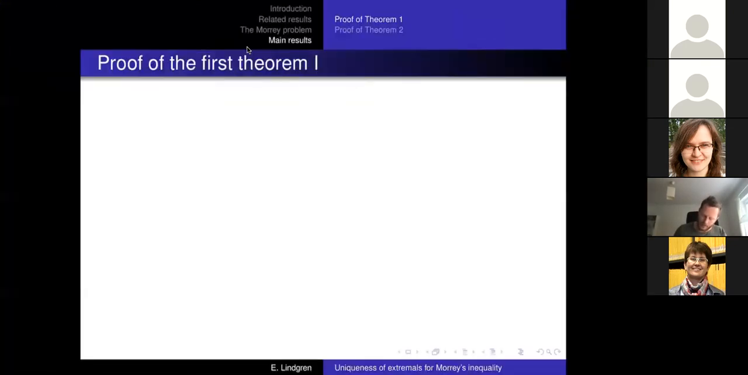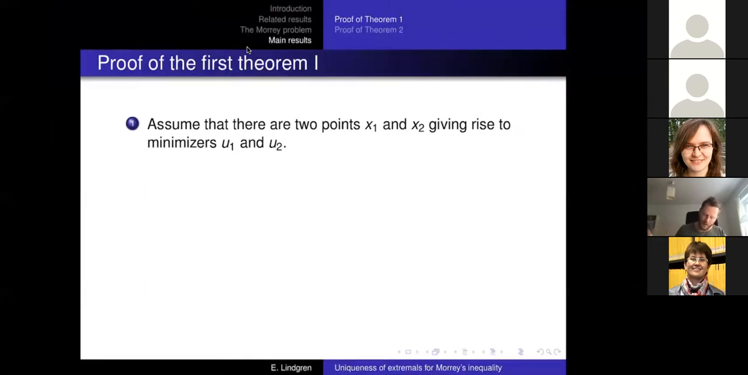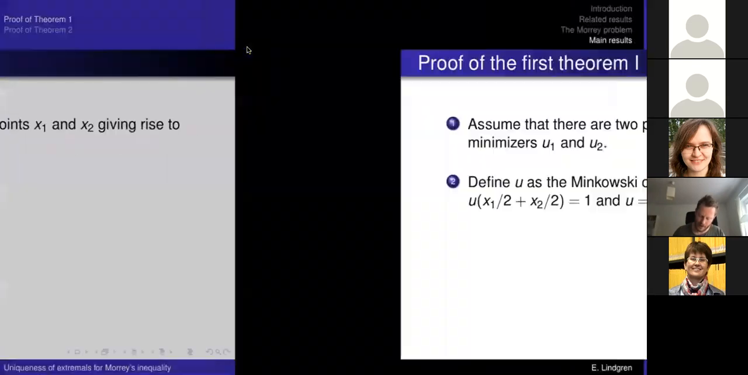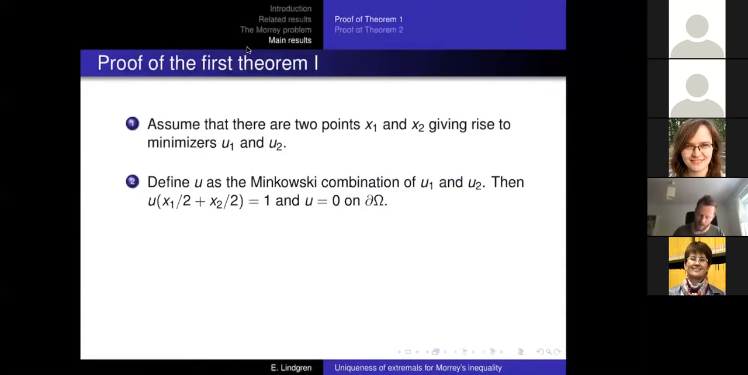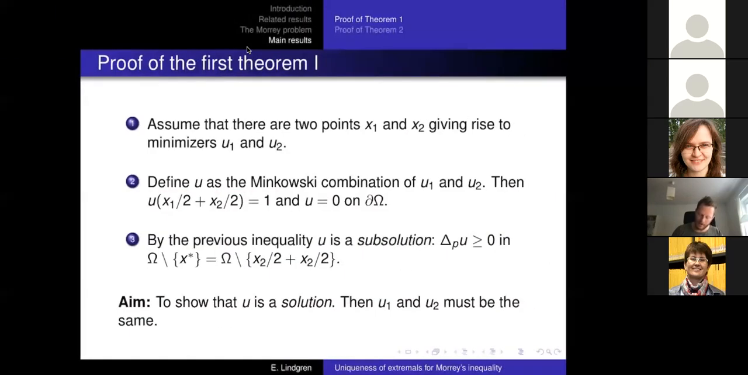Okay, so what is the idea? Well, the idea is the same as before. You take 2 points and 2 minimizers, which correspond to these points. So U1 has its max at x1, U2 has its max at x2. And then you take this Minkowski combination, and as we saw, this new function is 1 at the midpoint and 0 on the boundary. So it's a competitor for the Rayleigh quotient. And then by the previous differential inequality, it's also subharmonic.